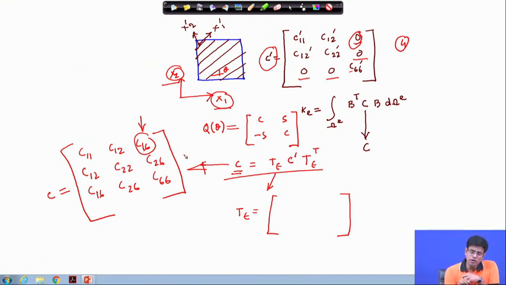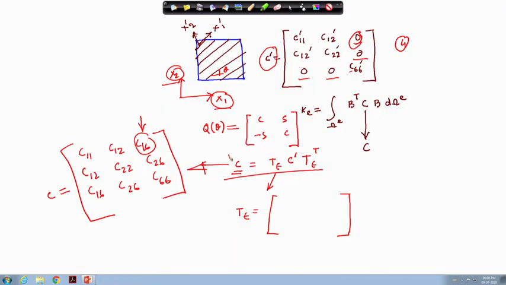Essentially this is important because we may not always have the material orientation and the structural orientation the same. If it is not the same, we need to transform the elasticity matrix to the structural coordinate system, and to do that we need to follow this formula. So this is the basic objective for this lecture.